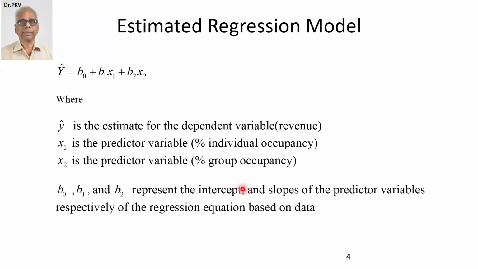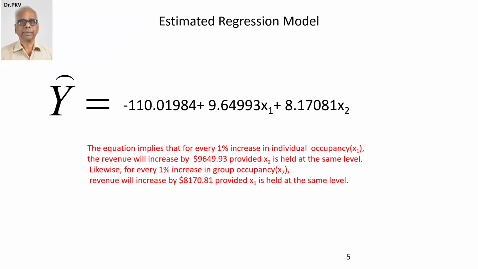Now let's look at the individual important aspects, or the so-called components, after running the model in Microsoft Excel. We get the output, and then we discuss the important components. So let's look at them one by one. First, the estimated regression model, y hat equal to minus 110.01984 plus 9.64993 x1 plus 8.17081 x2.